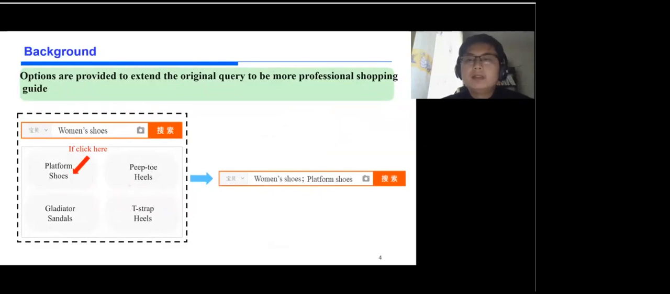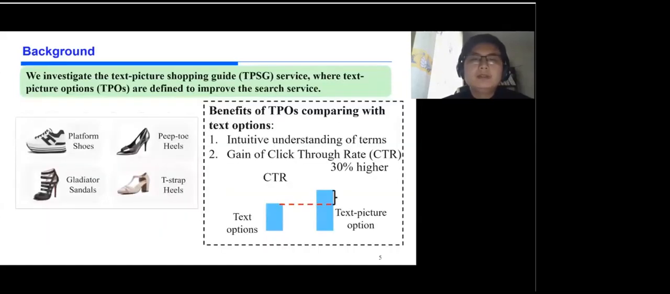However, for these text options, it's sometimes hard for users to understand the exact meaning of some terms, such as gladiator sandals, if only given text. This may heavily degrade users' search experience. Therefore, we investigate a new service called Text Picture Shopping Guide, or TPSG, to help users better understand the exact meaning of terms. Accordingly, the text picture option containing a term together with the related picture is defined, and we call it TPO. Apparently, TPOs provide intuitive understanding of terms.